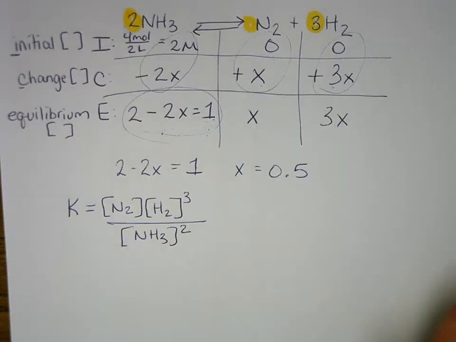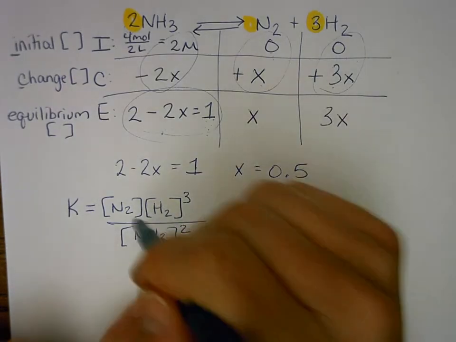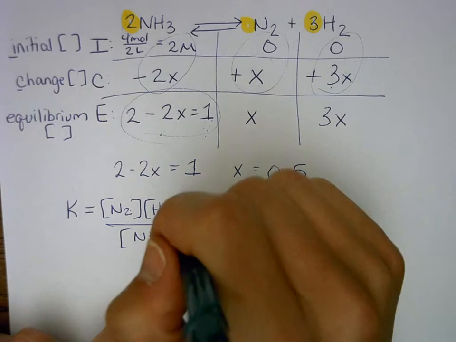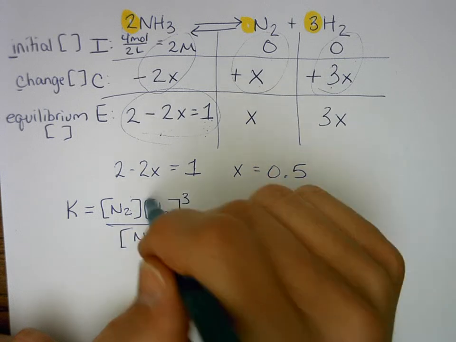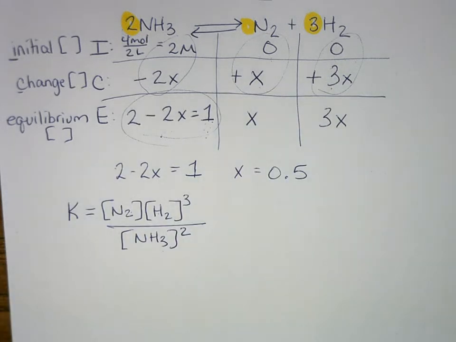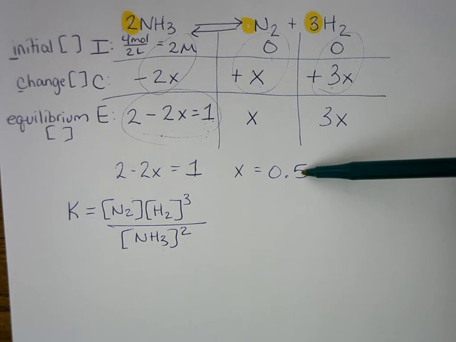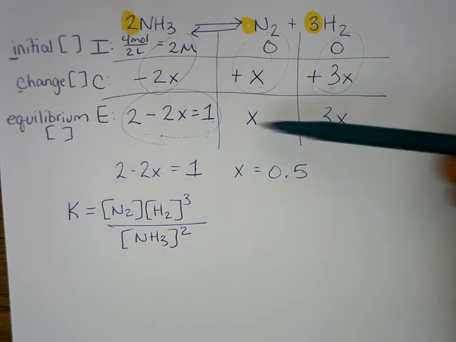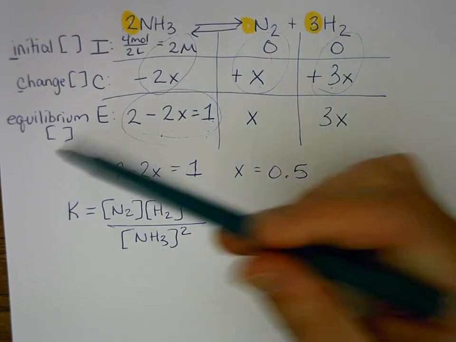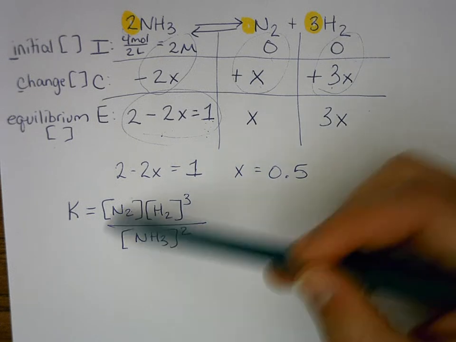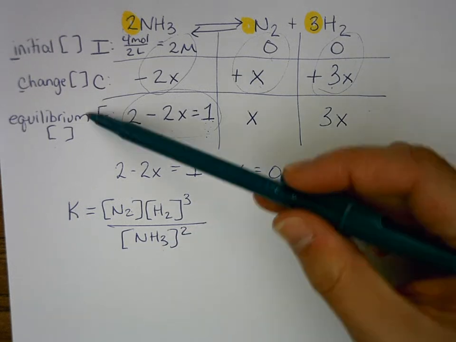Okay, so if I'm asked to solve for k, I know that I have to plug numbers into this expression. So I have to figure out what those numbers are. Well, if I know that x equals 0.5, then I can solve for these numbers very easily at equilibrium, because I have to plug in the concentrations at equilibrium. So I've got to plug in stuff from this row.